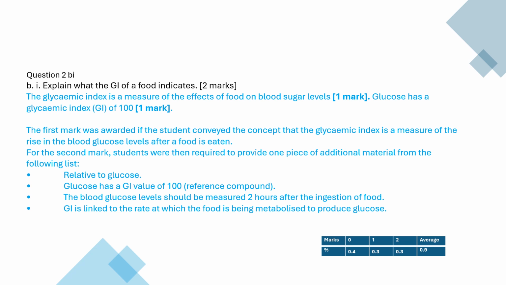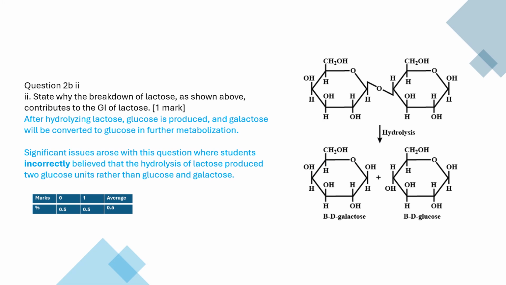The glycemic index is a measure of the effects of food on blood sugar levels. Glucose has a glycemic index, GI, of 100. After hydrolyzing lactose, glucose is produced and galactose will be converted to glucose in further metabolization. So, the breakdown of lactose contributes to the GI of lactose.